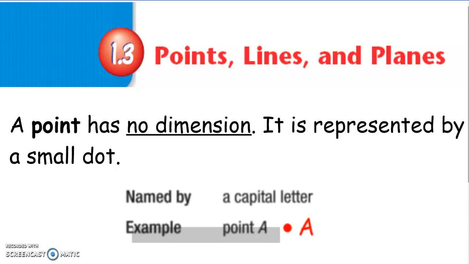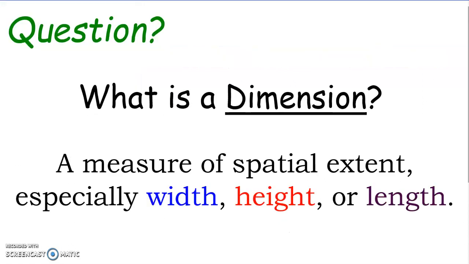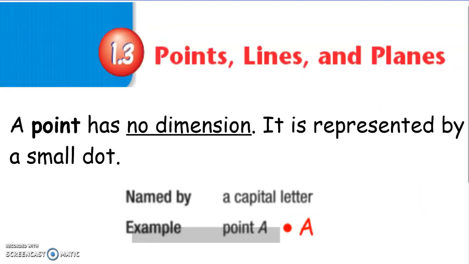So, a point has no dimension. You're probably like, what does a dimension even mean? So, what is a dimension? It's a measure of spatial extent, especially with height or length. So, if we go back, a point has no dimension.